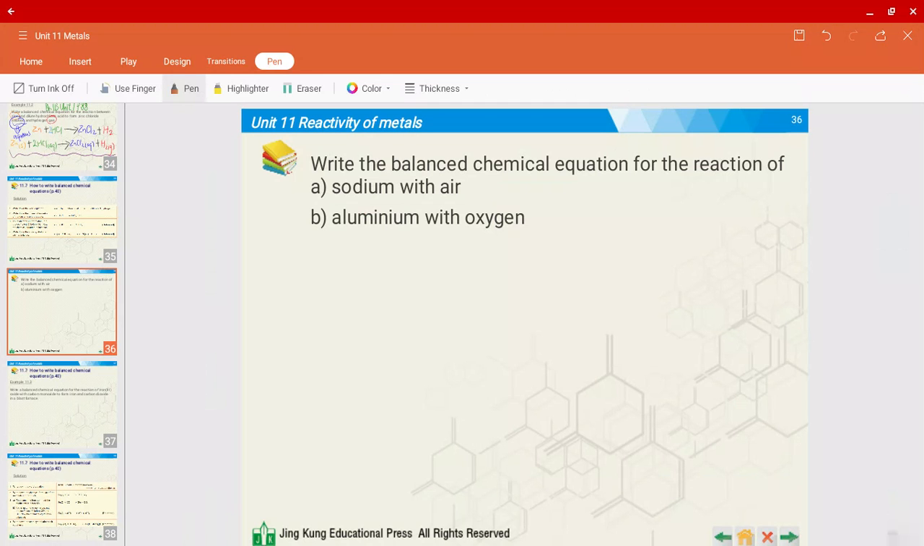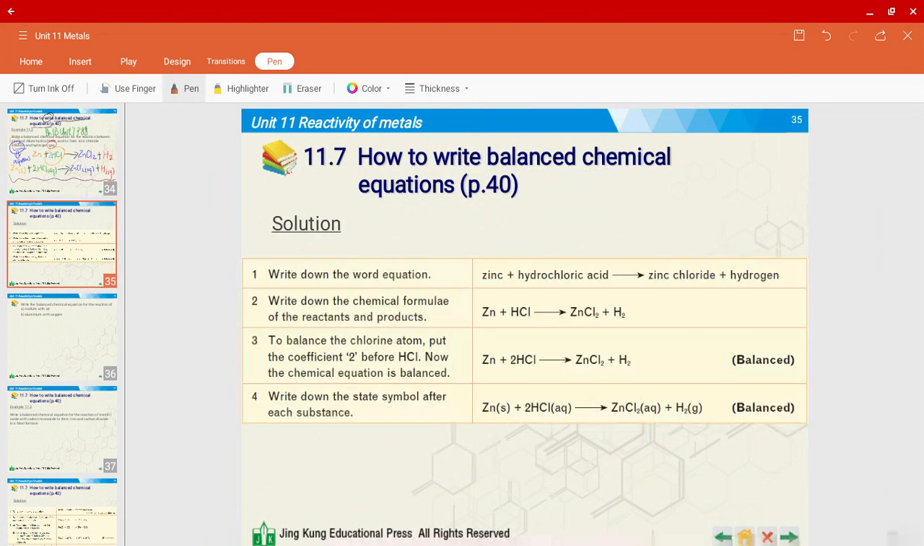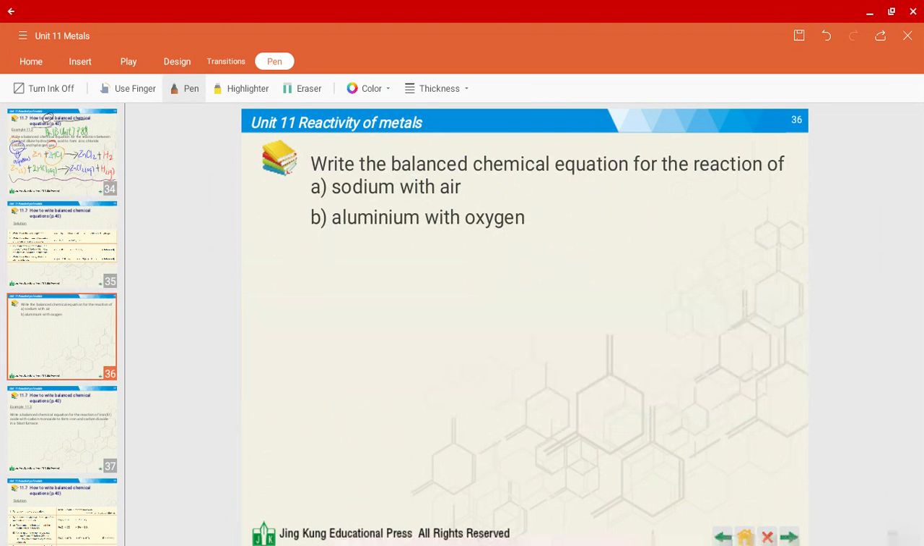Okay, so we'll be doing these two examples. Write the balanced chemical equations for the reaction of sodium with air, question A, and question B, aluminium with oxygen. If you recall, this looks pretty familiar. You've already learned in this unit the reactivity of metals with oxygen, and later on we'll be trying to balance chemical equations with water and hydrochloric acid. Actually, in the previous video, we've already learned how we could balance the chemical equation of acid. In this one, let's try some examples with balancing with air or oxygen.